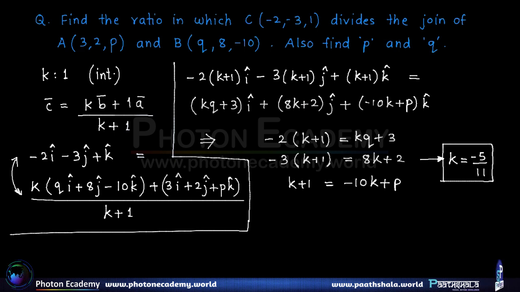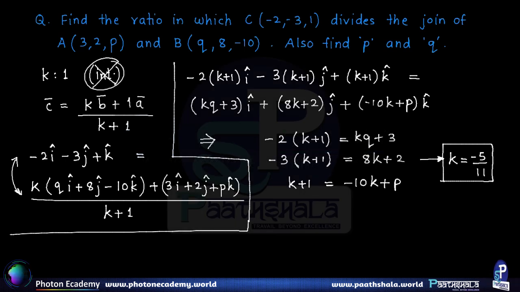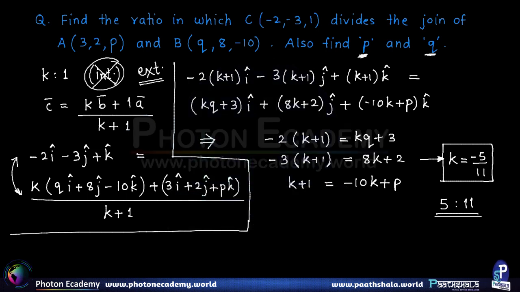So here is first answer, that is, since k is negative, it is the external division, right? That is what we saw earlier, and the ratio of external division is 5:11. So that is half part. The remaining part is to find out the values of p and q. So therefore we can substitute the value of k in first and the third equation, so that we'll get the value of p as minus 4 and the value of q as 9.